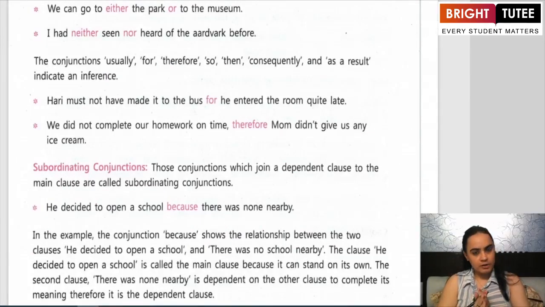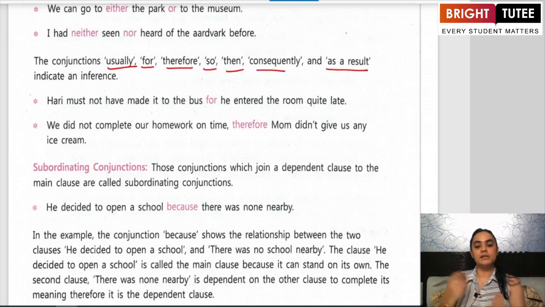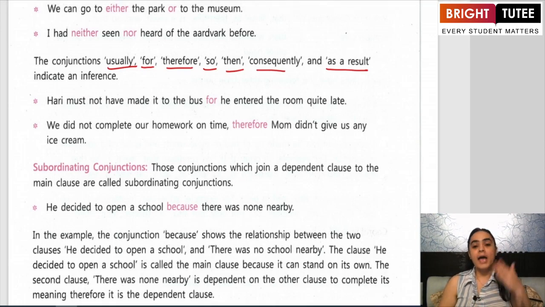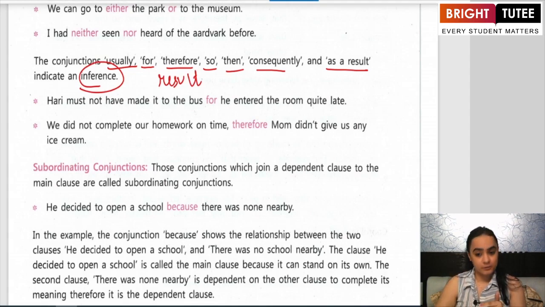Next type of conjunctions that we are going to learn about are conjunctions such as for, therefore, so, then, consequently, as a result, and so on and so forth. And when do we use these conjunctions? We use these conjunctions to indicate an inference. What do we mean by inference? The result of something. So what happened as a result of something else?